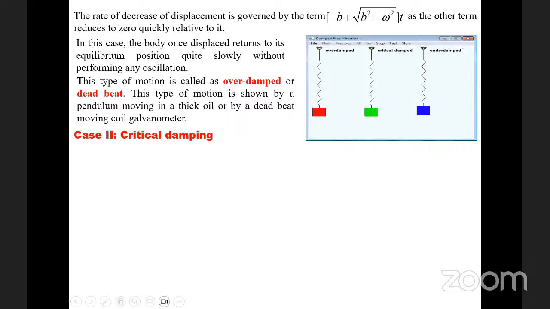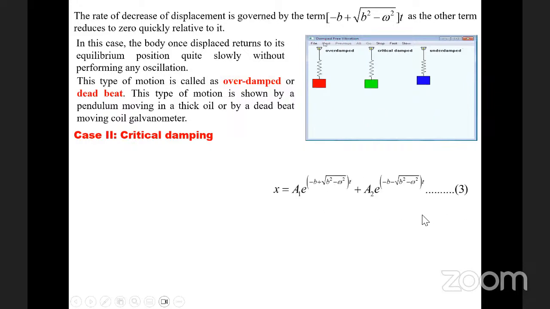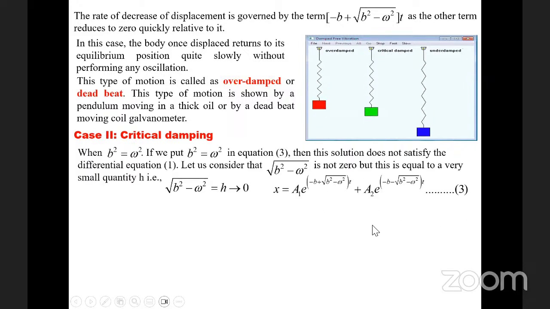Next is the critical damping. The same equation is to be considered here, equation 3, when b square equals omega square. That means b square minus omega square is 0. So minus b.